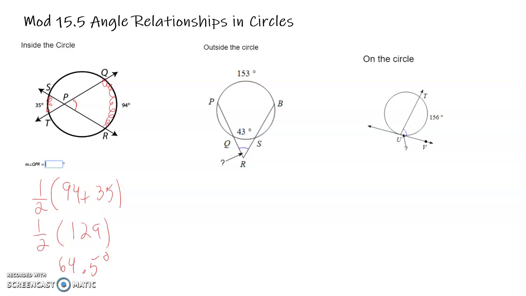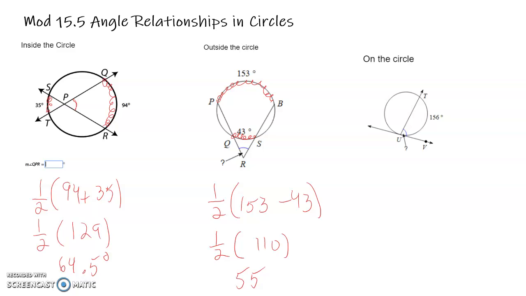If the angle is outside the circle, it is half of the difference of the intercepted arcs. So if I want to find the measure of angle R, I have to take this arc, 153, subtract this arc, which is 43, and then take half of that difference, which is 55.